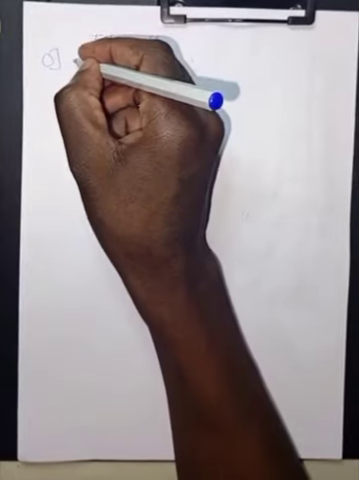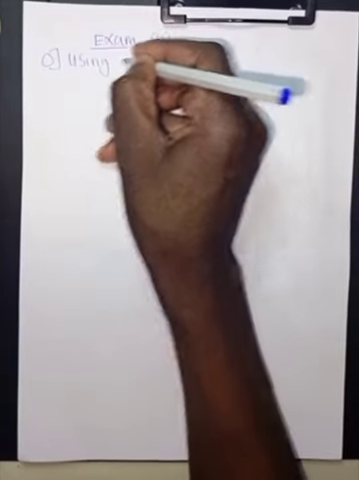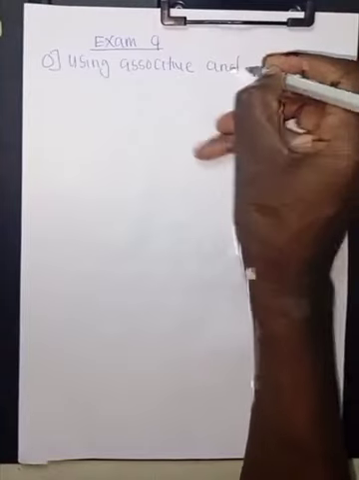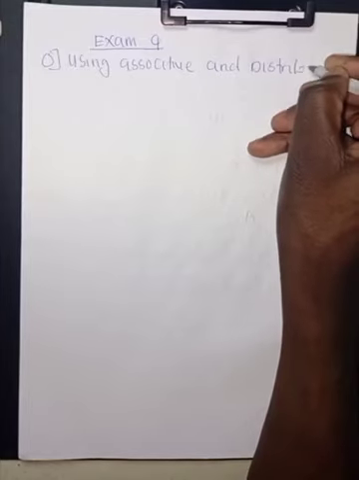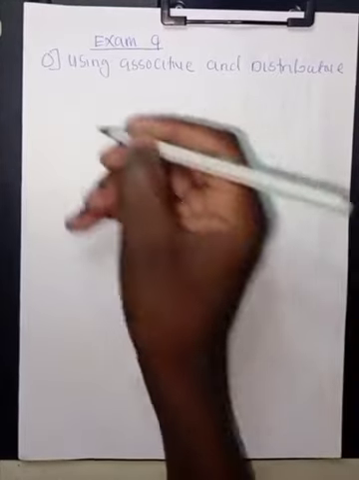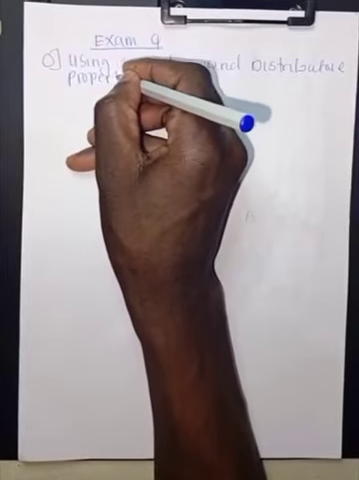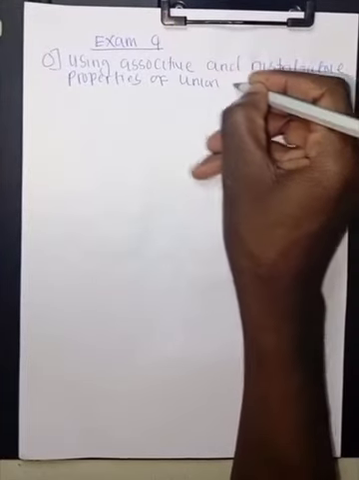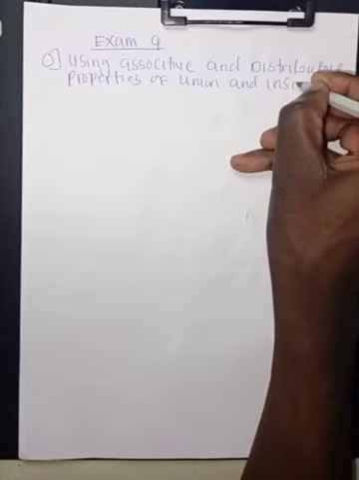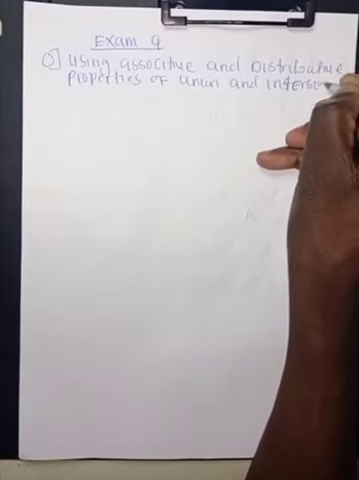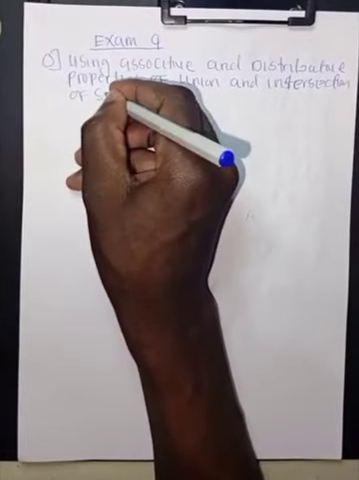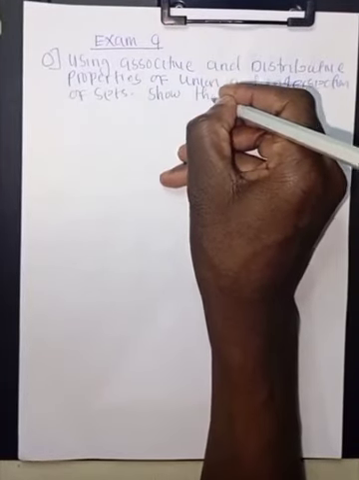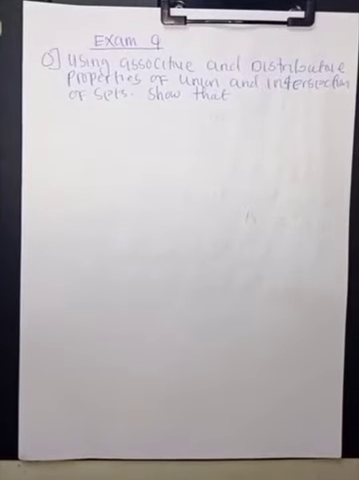So the question is that using associative and distributive properties of union and intersection of sets, show that... So now here we have a lot of questions.